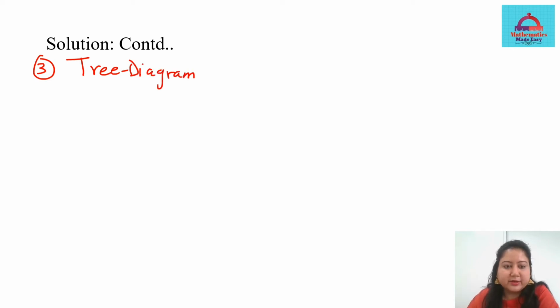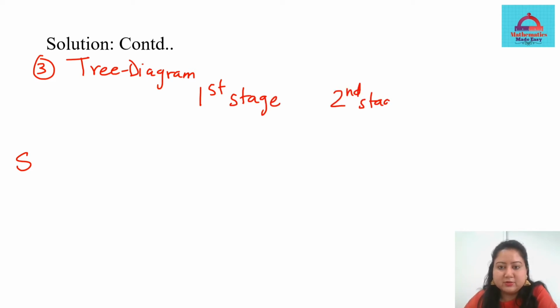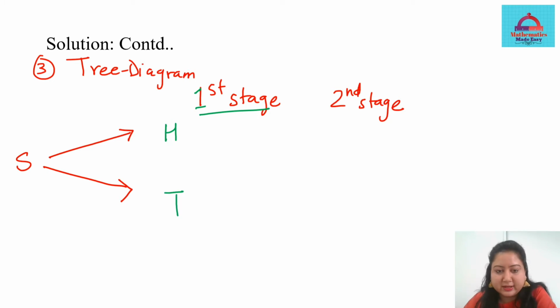So for the tree diagram, again we are going to write the sample space. I'm denoting it with a capital S. This sample space will be the list of the possible outcomes, and it will have stages. So let me write. There is going to be a first stage and a second stage for this experiment, and when we write the sample space at stage 1, we divide it into 2 parts, head and tail.